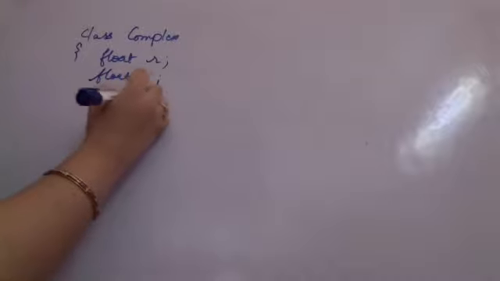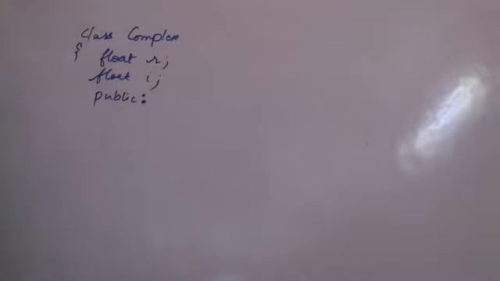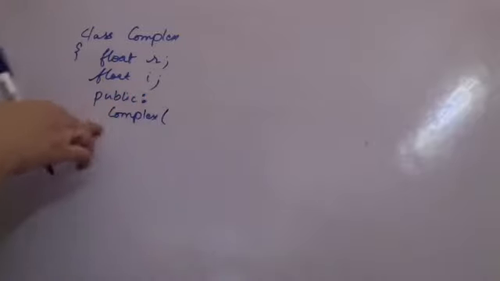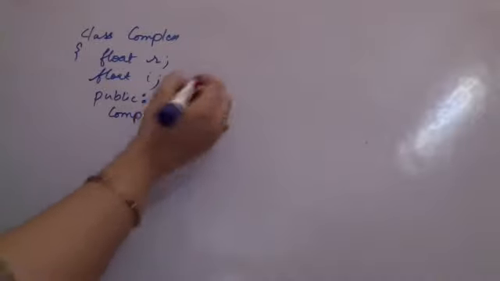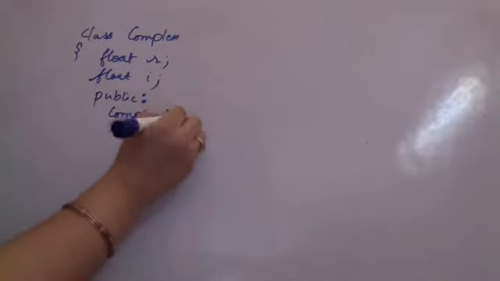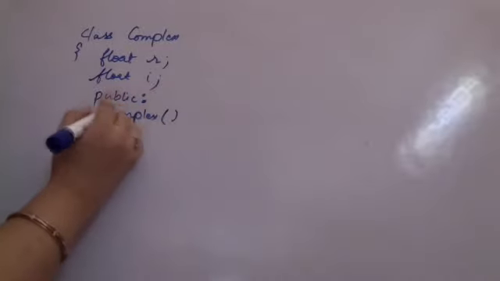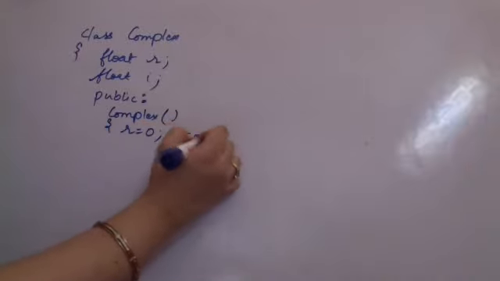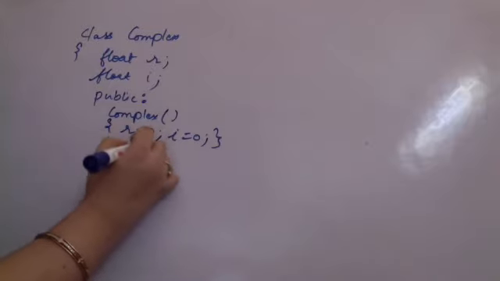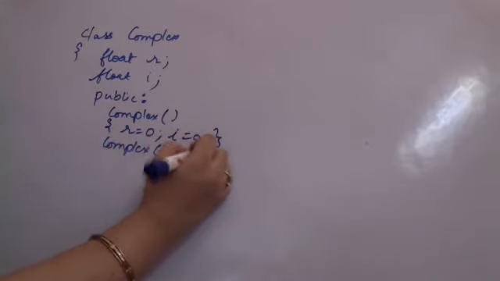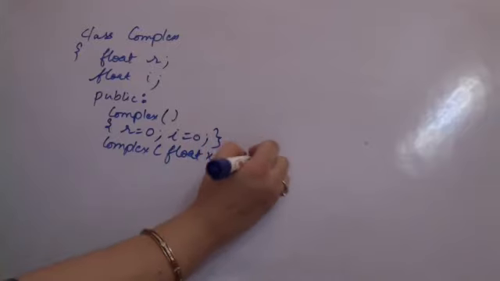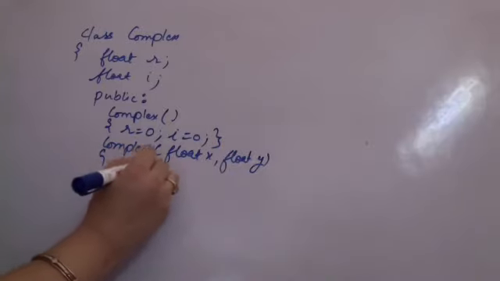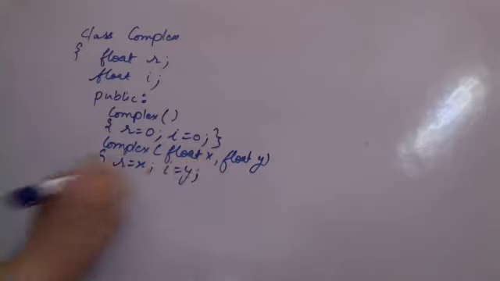I'm having a public part within which I will be having my constructors. So I'm having the constructor complex. Since it is within the class, I don't need any scope resolution operator or anything. Now here I'm not passing any parameters. This is my default constructor. And within the default constructor, I'm saying that both are supposedly 0 only. I am having another parameterized constructor where I'm having float x and float y, and I'm saying that real is equal to x, imaginary is equal to y.